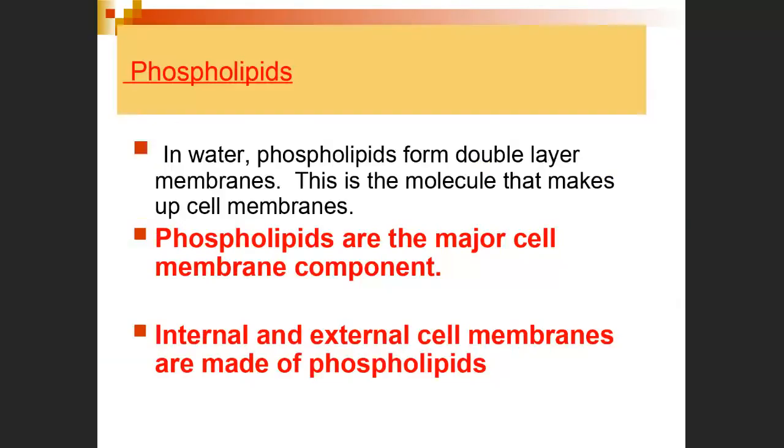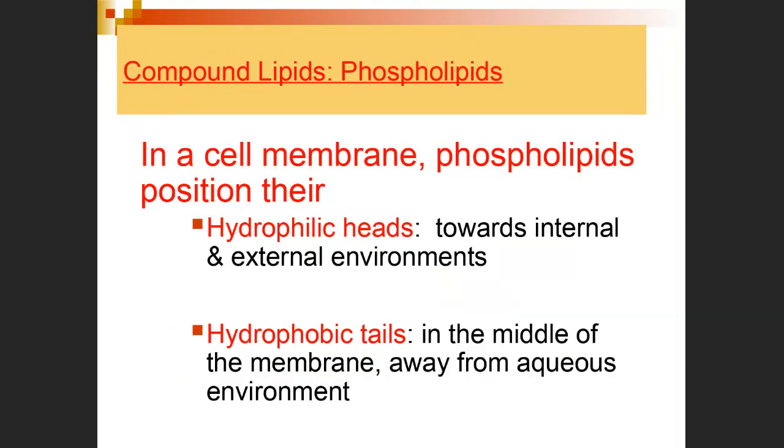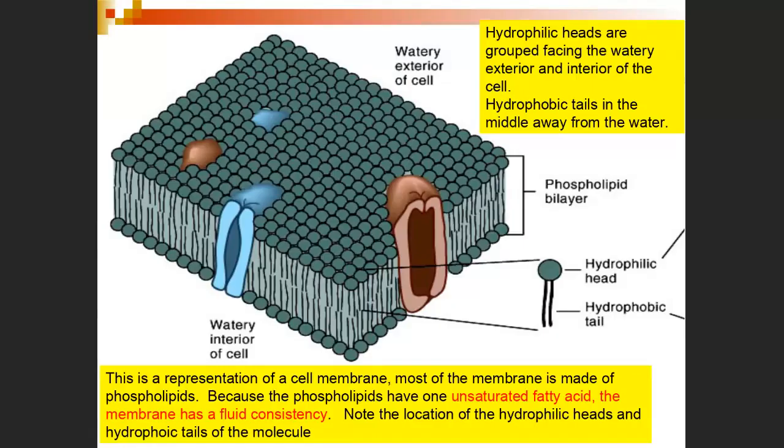The importance of phospholipids is that they are the major component of cell membranes, both internal and external cell membranes. As a matter of fact, anywhere in the living world on this planet, where there is a membrane made by a living organism, that membrane is made of phospholipids. So it's almost like the wheel. All wheels are round, all membranes are made of phospholipids. And the reason why is because of its hydrophobic and hydrophilic ends.